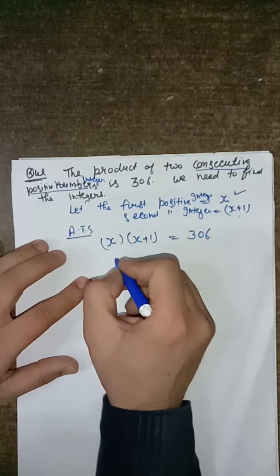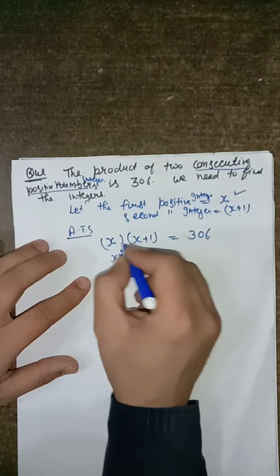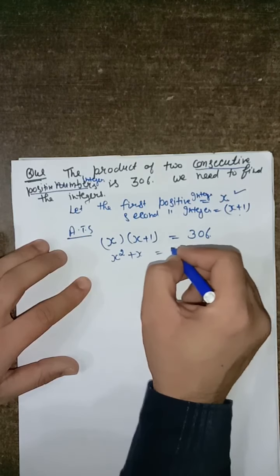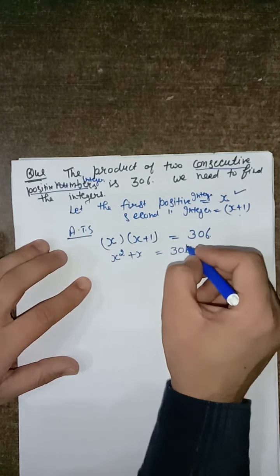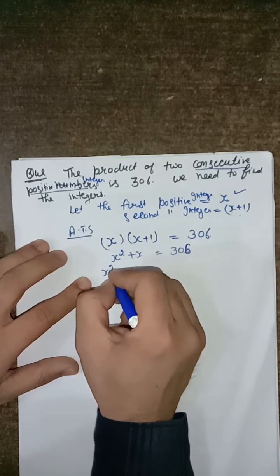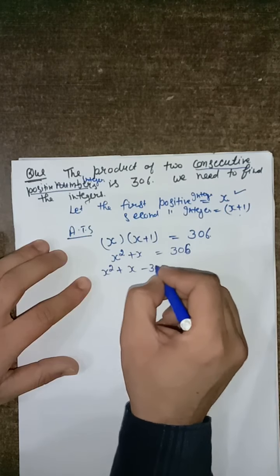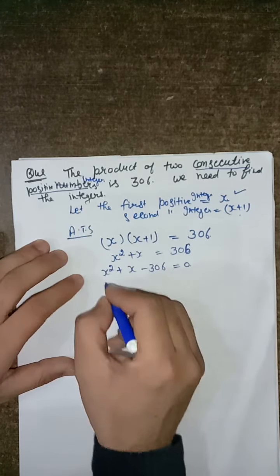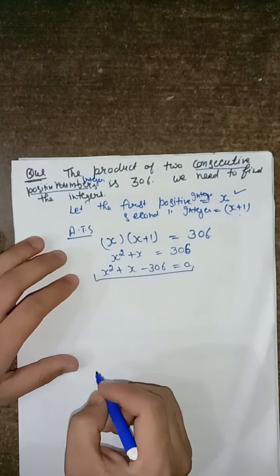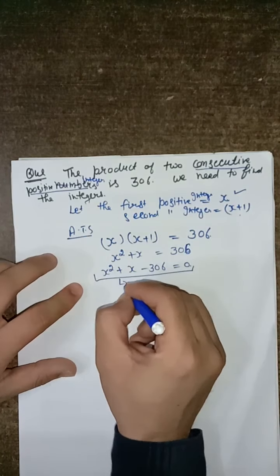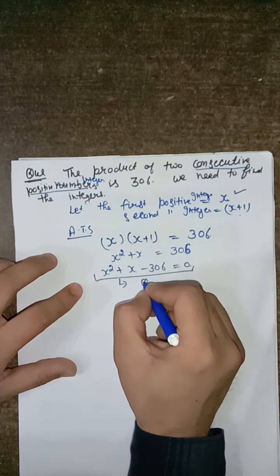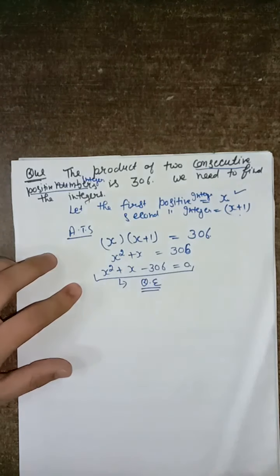Now if we multiply this will become x square plus x equals 306, and x square plus x minus 306 equals 0. Here degree is 2 and this is a quadratic equation.